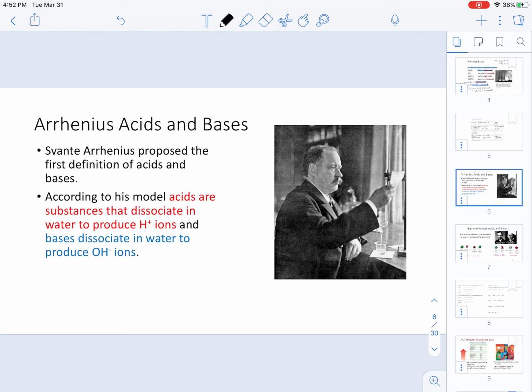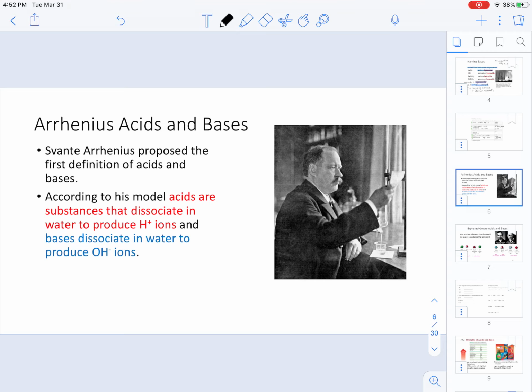Now we are going to discuss how we know that a particular compound is an acid or a base, and what happens when they are in a chemical reaction. So talking about definitions of acids and bases, the first one that we need to introduce is the one that was proposed by Arrhenius. So Svante Arrhenius proposed that acids are substances that dissociate in water and produce specifically H+. While bases, when they dissociate in water, produce hydroxide ions.